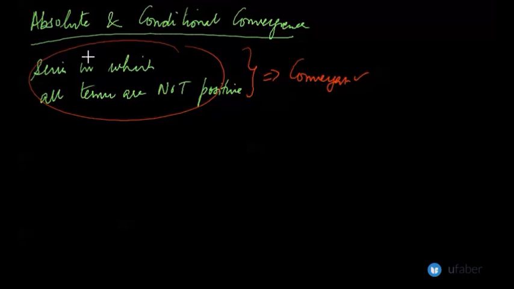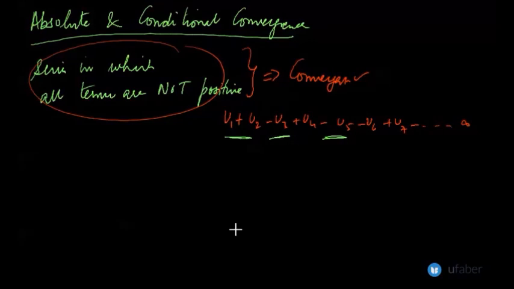Okay, for example, you have a series like u1 plus u2 minus u3 plus u4 minus u5 minus u6 plus u7 and so on up to infinity. Now this is not an alternating series either. You have random positioning of plus and minus signs in this series. So all the terms are not positive, but this is given to you as a convergent series.